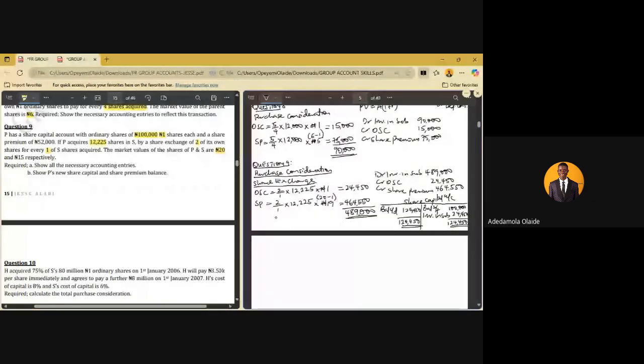Then for the share premium, they said they have 52,000. The investment in subsidiary, we issued shares for 464,550. So I can't see your screen.